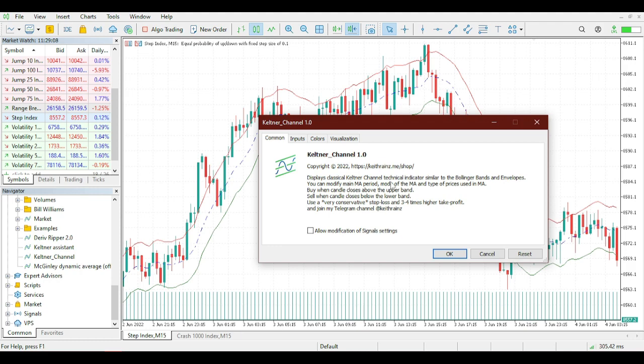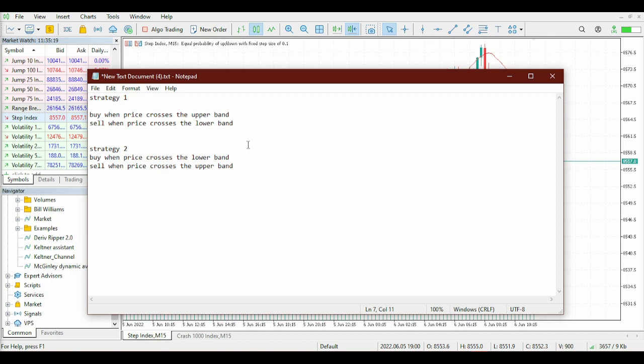I've written this up to help you understand. The first strategy is you buy when price crosses the upper band and you sell when price crosses the lower band. Then strategy two, you actually do the opposite. You buy when price crosses the lower band and sell when price crosses the upper band. So which strategy is better, and when do you use any of these strategies? Well, watch this video to the end so that you can understand better.